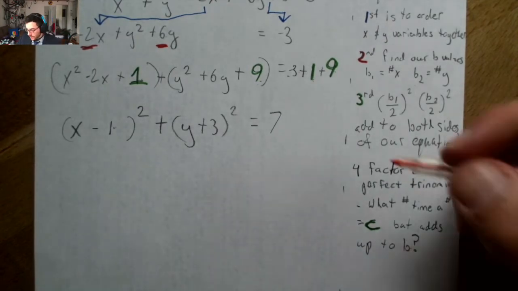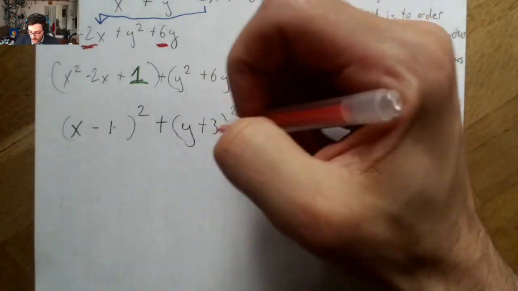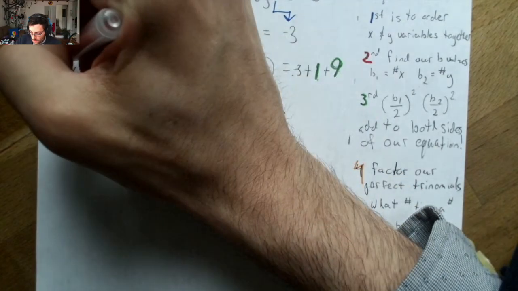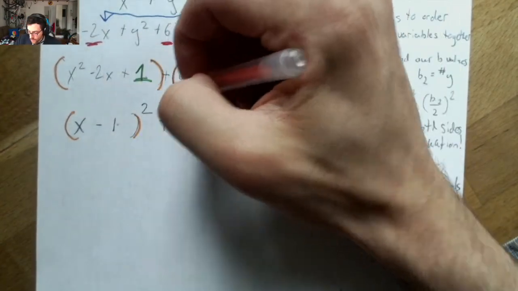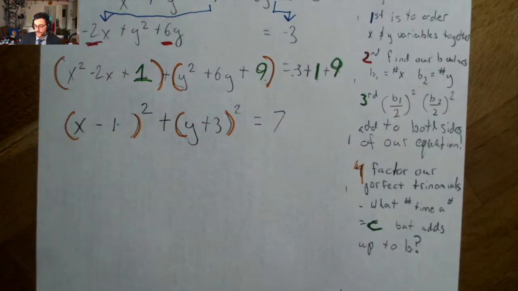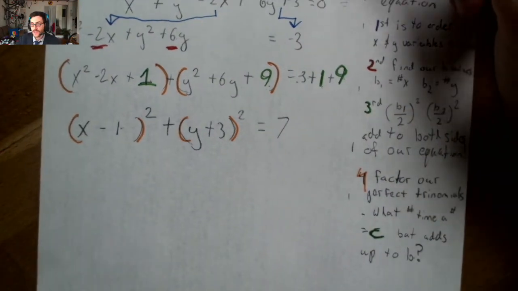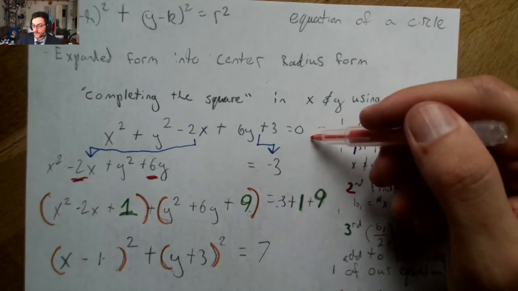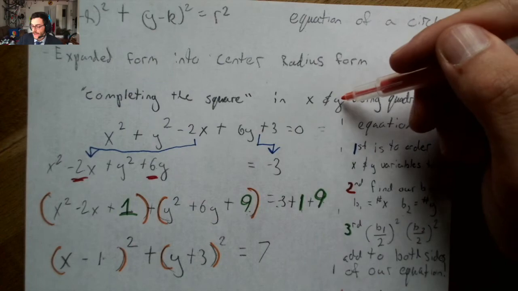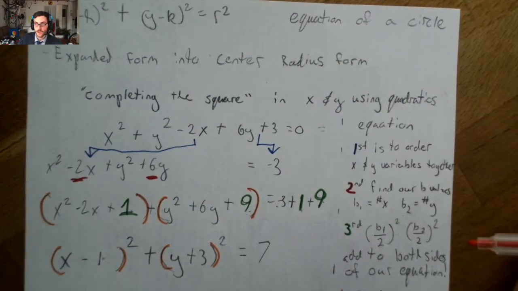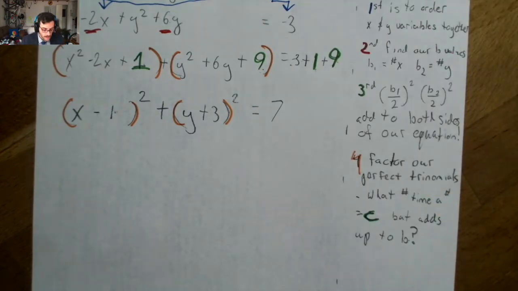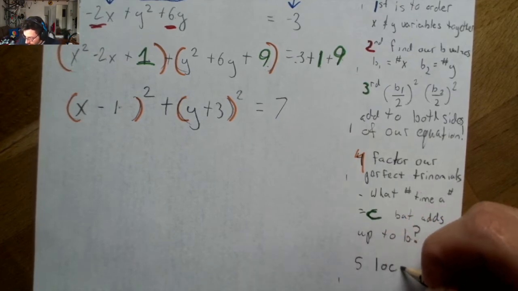Last thing we're going to do here, color code for step number 4. The reason why we're doing all this is because we're taking our expanded form equation, like we saw in our previous portion, and now converting it back to our standard equation of a circle. Okay, so that's it in terms of this part. The only last thing we need to do now is just locate our values.